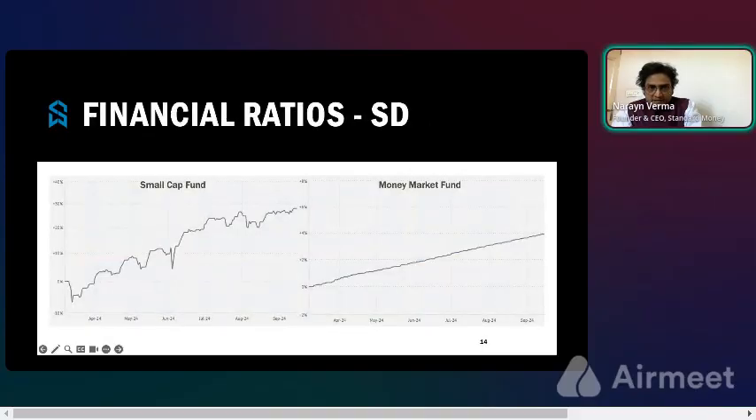So standard deviation simply shows you how volatile the security performance is. So on the left, you see the small cap fund over a period of 6 months, almost a year. It's about 6 months. So over a period of 6 months, you see the return has gone from 0% to minus 6-7%, and from that to 10% also.